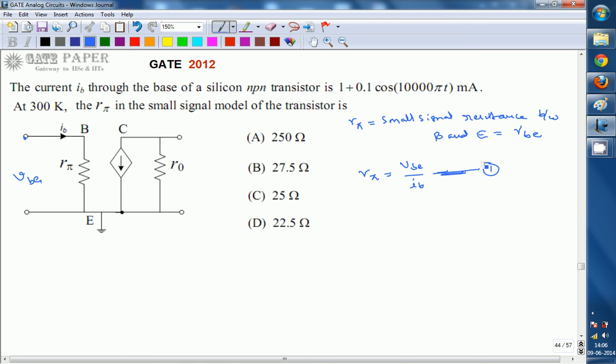Now we have to express VBE by IB. How do we express VBE by IB? We know that every BJT consists of two junctions internally: one is the emitter base junction, the other is the collector base junction. If the BJT has to act as an amplifier, the emitter base junction has to be forward biased and the collector base junction has to be reverse biased. In amplifier action, IC is approximately equal to IE.